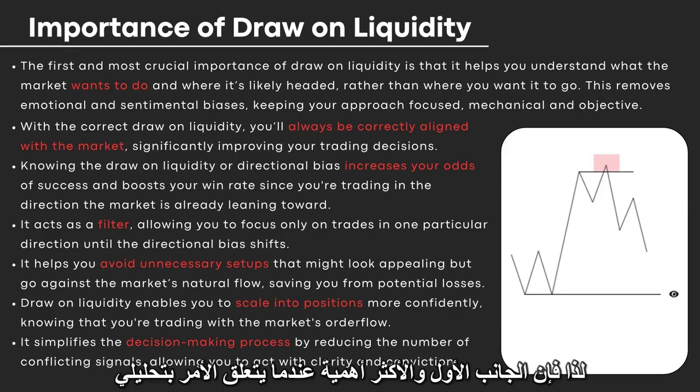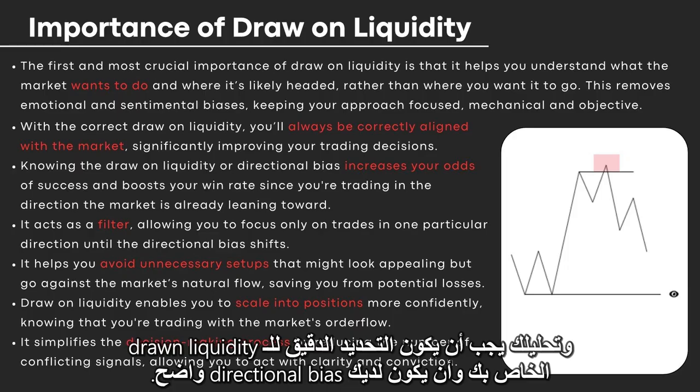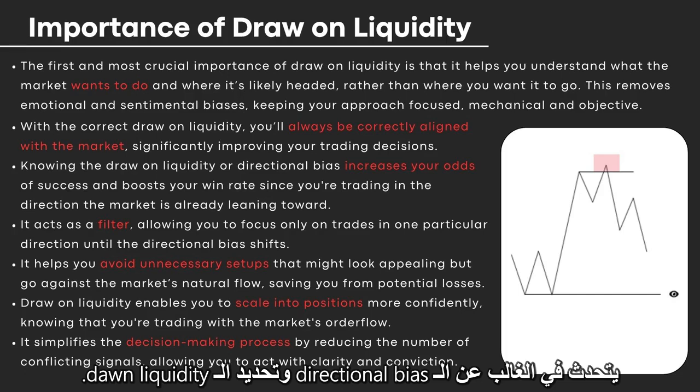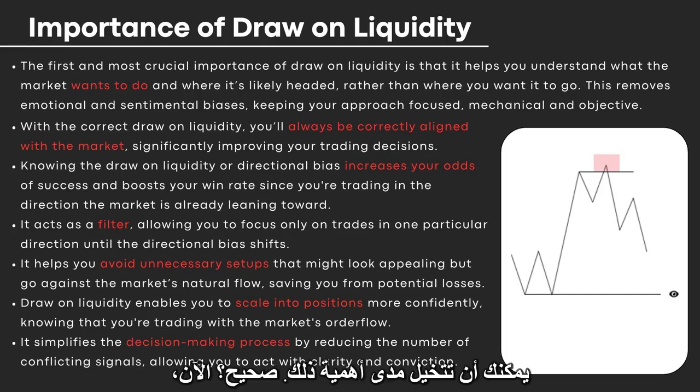So the first and most important aspect when it comes to my analysis, and your analysis, should be to accurately determine your drawn liquidity and to have a clear directional bias, so that way on the lower time frames you can look for trades in that particular direction. Even ICT, if you watch his videos, then you'd have noticed that in most of his videos he mostly talks about directional bias and determining drawn liquidity, and from that you can imagine how important it is, right?